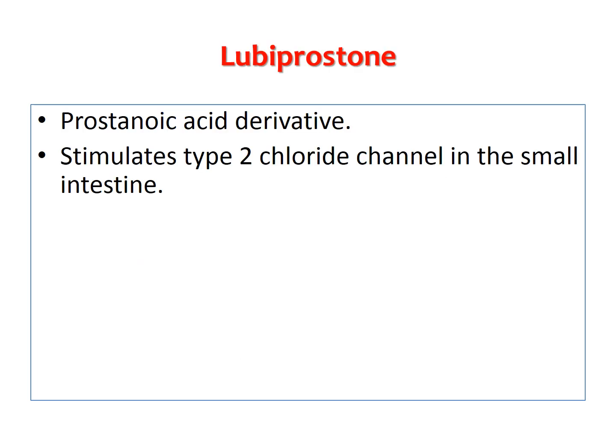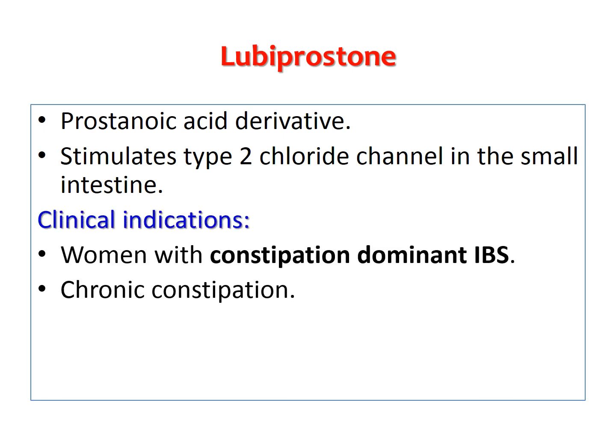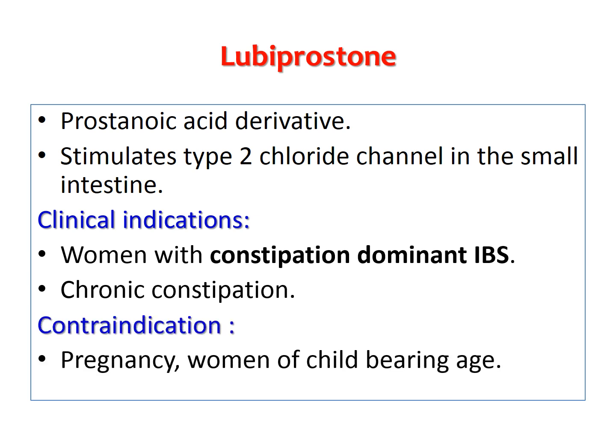Lubiprostone is a prostanoic acid derivative, and it stimulates type 2 chloride channel in the small intestine. It is used in women with constipation-dominant IBS and in chronic cases of constipation. Contraindications include pregnancy and women of childbearing age.